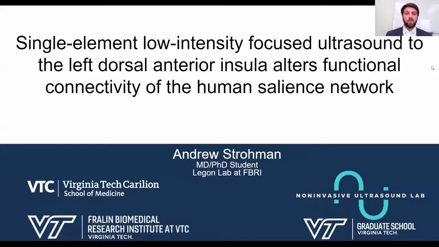And today we're going to be going over some preliminary analysis of our fMRI study, looking at single element low intensity focused ultrasound to the left dorsal anterior insula and its ability to alter functional connectivity of the human salience network.